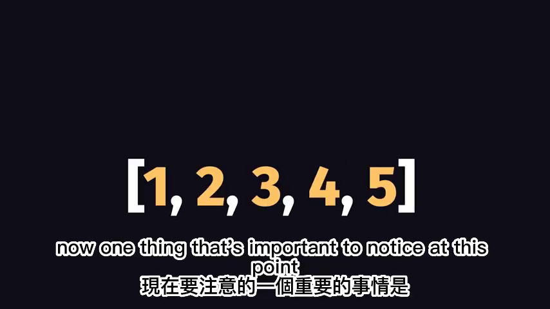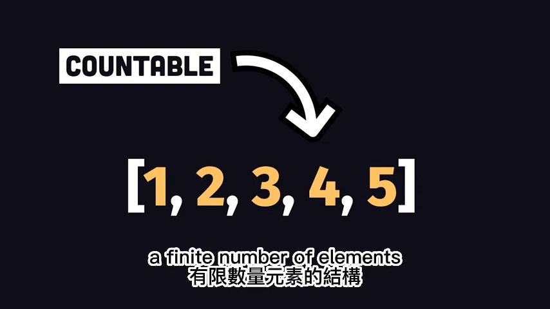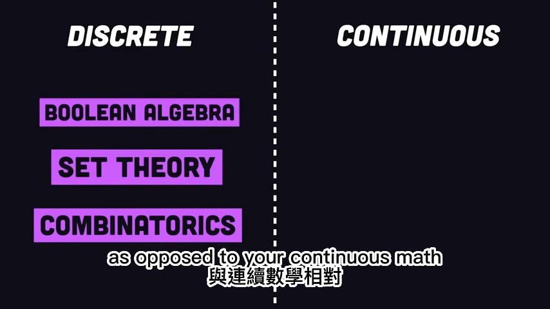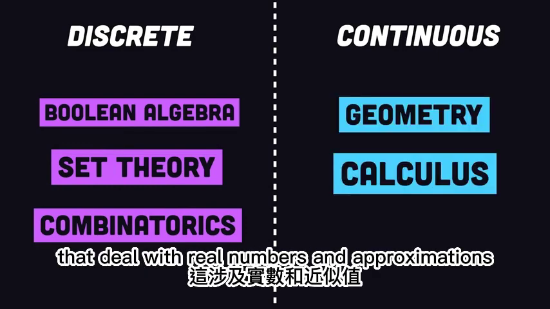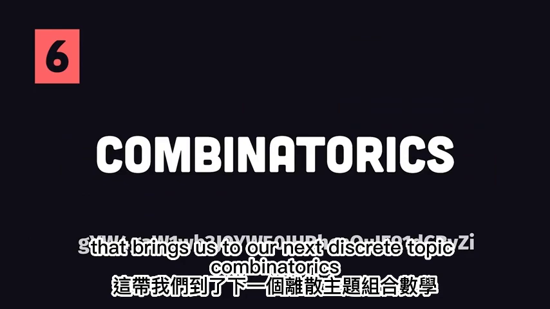Now, one thing that's important to notice at this point is that we're talking about structures that have a finite number of elements, which falls under the umbrella of discrete math, as opposed to continuous math, like geometry and calculus, that deal with real numbers and approximations. And that brings us to our next discrete topic, combinatorics.